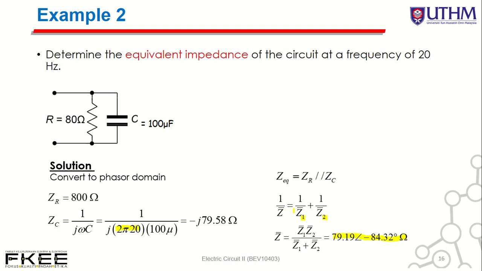Or you can directly use your calculator. For example, in bracket 800 inverse plus in bracket minus J 79.58, close your bracket inverse. Then you punch answer, and then you inverse that answer again. And then you will get this number.